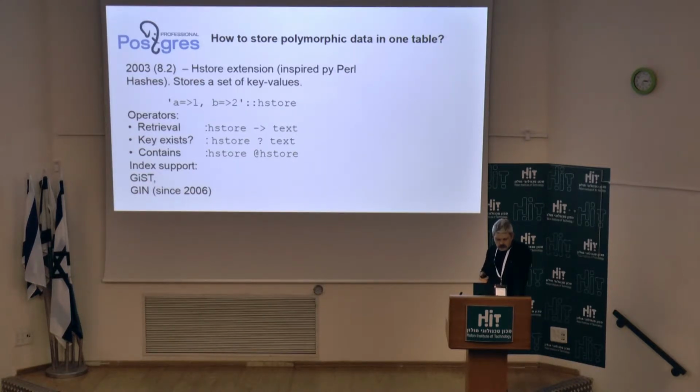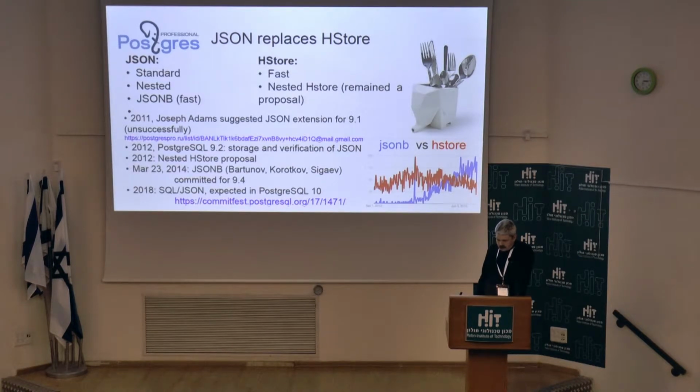It was called HStore. The H means that it was inspired by the Perl hash, and it contains a set of keys and values. This was also supported by GiST index search, and that's why it became rather popular. Here is a graph of popularity using Google Trends. HStore is red, and it was popular for a long time, and only in 2013 did JSON overtake it in popularity. Later, I will explain why.